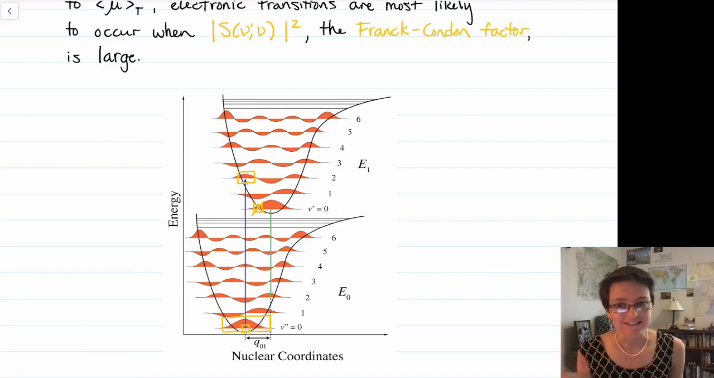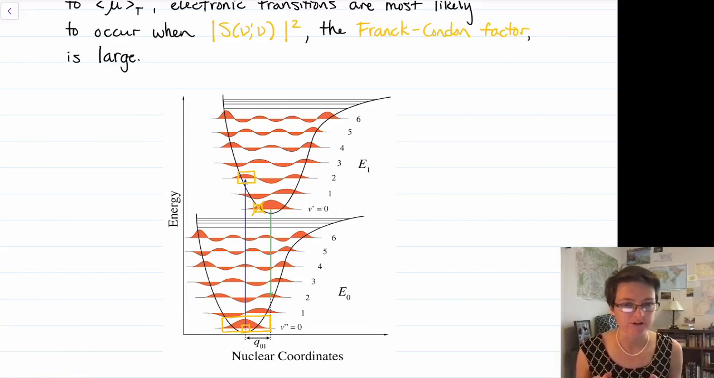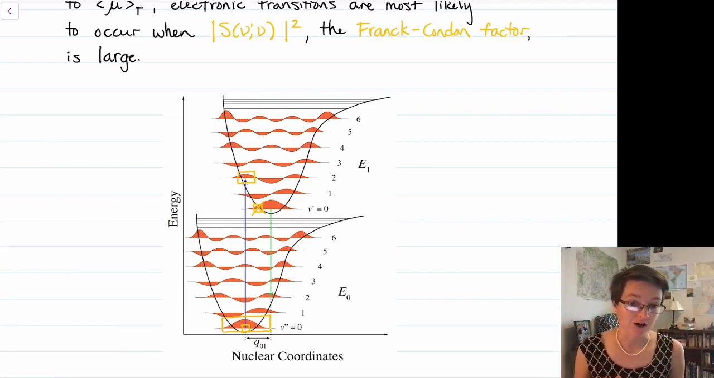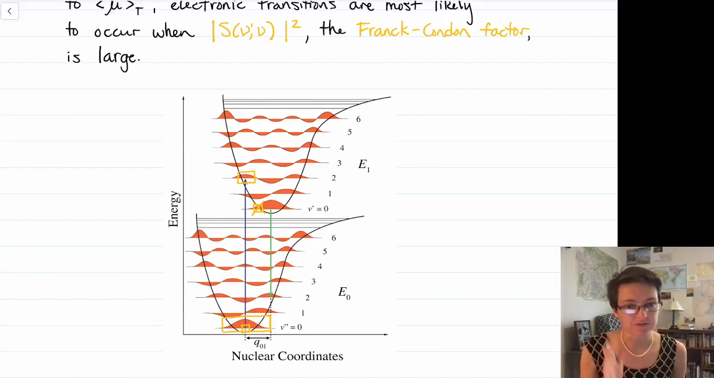As a kind of neat practical tip, notice that for our vibrational wave functions, most of the wave function amplitude occurs near where our potential energy function happens. And so typically you draw these electronic transitions up to the vibrational state that is close to where that potential energy surface and the energy level cross. Those are called turning points.